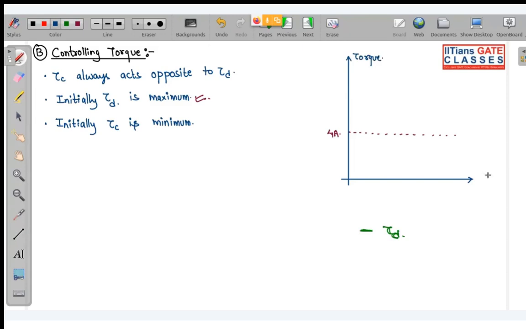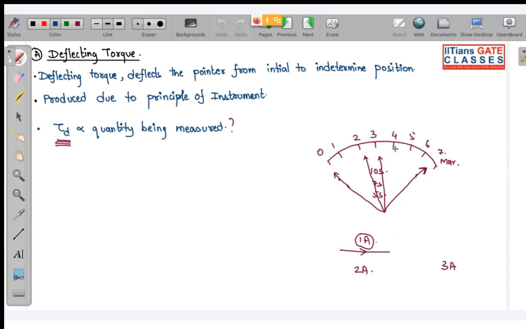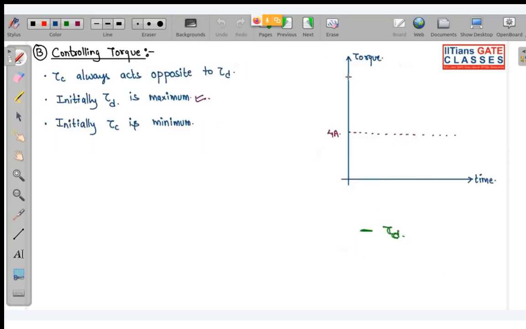Okay, this is torque versus time. Suppose I want to measure using this instrument. Now at this point I have both the deflecting torque as well as the controlling torque. Initially, when the measurement has just begun, your deflecting torque will be maximum. Initially, the controlling torque is less, but when this reaches steady state, this is your controlling torque.